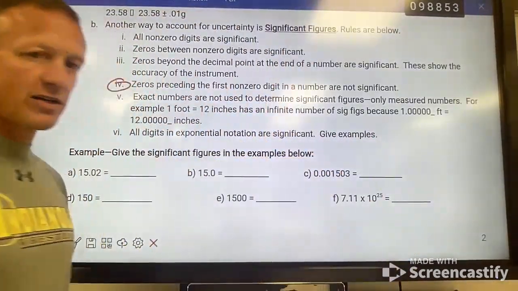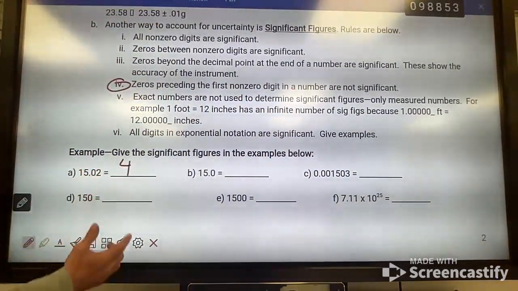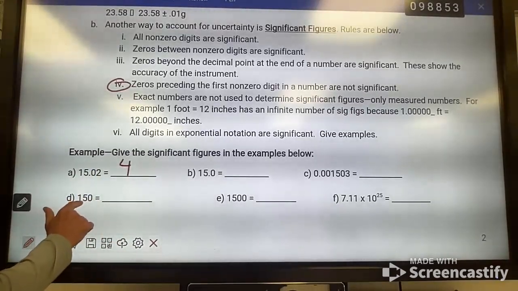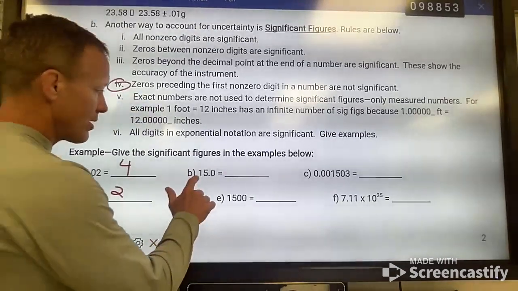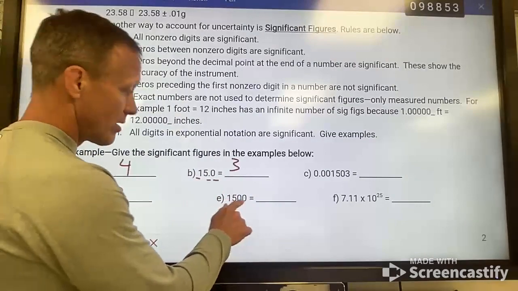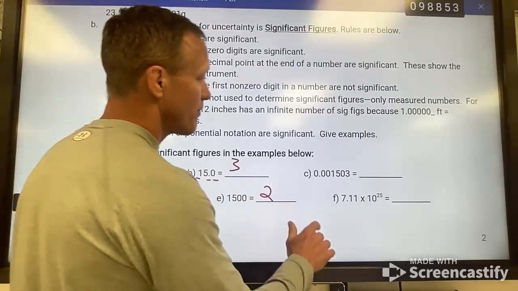So if you're trying to figure out the number of sig figs in this, there are 4 sig figs. All of them count. The zero in the middle counts. This one, there is no decimal, so only this and this are significant digits. There's only 2 sig figs in that number. Here, 3 sig figs. Again, zeros at the end only count if there's a decimal. No decimal there, so just 2 sig figs.